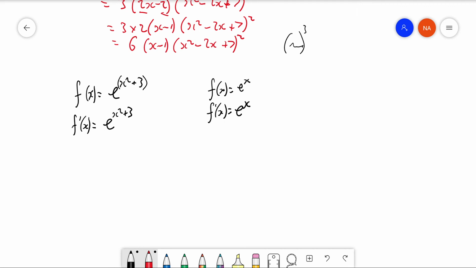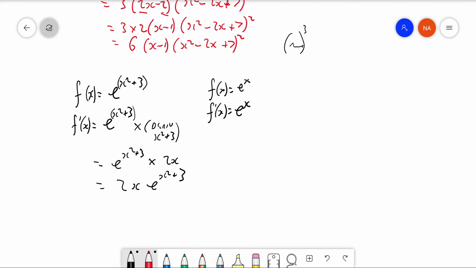But just like before, we had to multiply by the derivative of the inside part. This time, we have to multiply by the derivative of what was in that bracket there, the power part. So this will give us e to the x squared plus 3 times 2x. And we would normally write that as 2x e to the x squared plus 3. Let me give you another one. So the rule for e's is that they stay the same, but you still have to use that same process of multiplying by the derivative of the bracket bit.